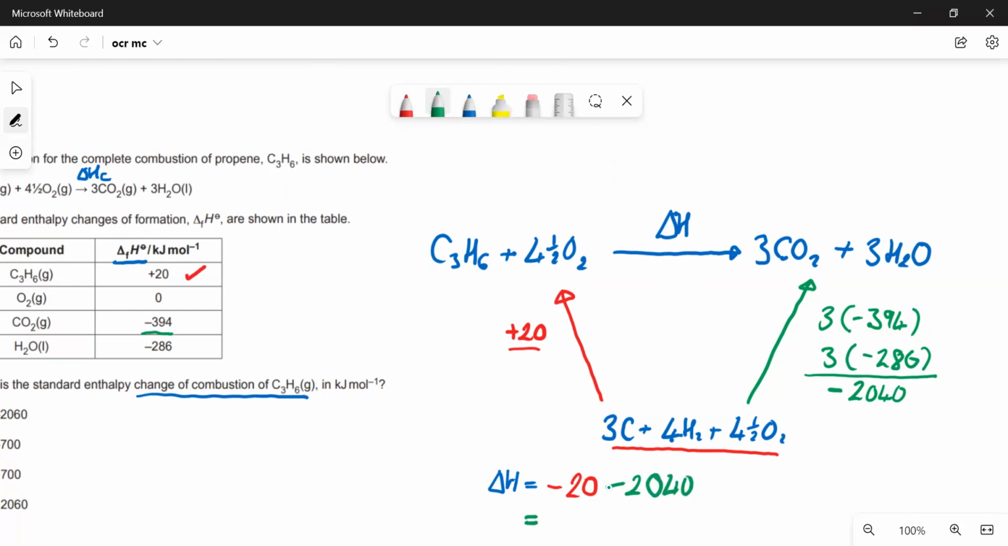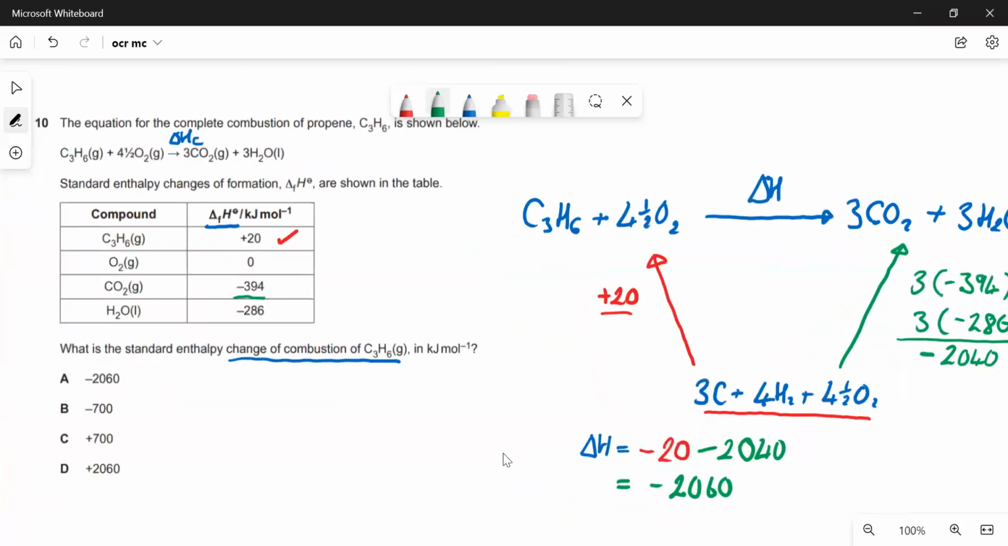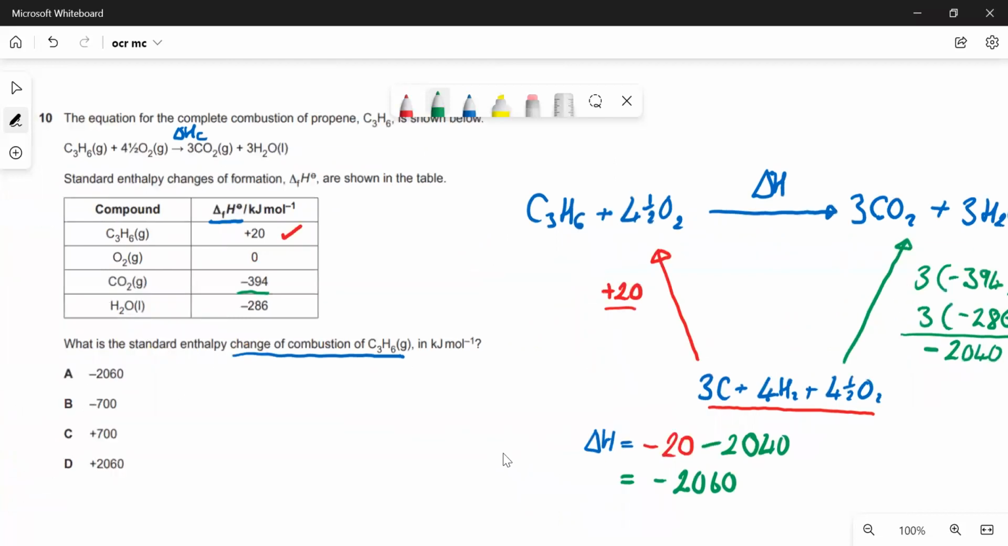So that gives us a total of minus 2060. Is that one of the options? It is, that one there. Okay. By the way, you could rule out C and D straight away, couldn't you? Because they are positive values, yeah? That means endothermic. Burning things is never going to be endothermic, obviously. So they're definitely wrong. Okay.